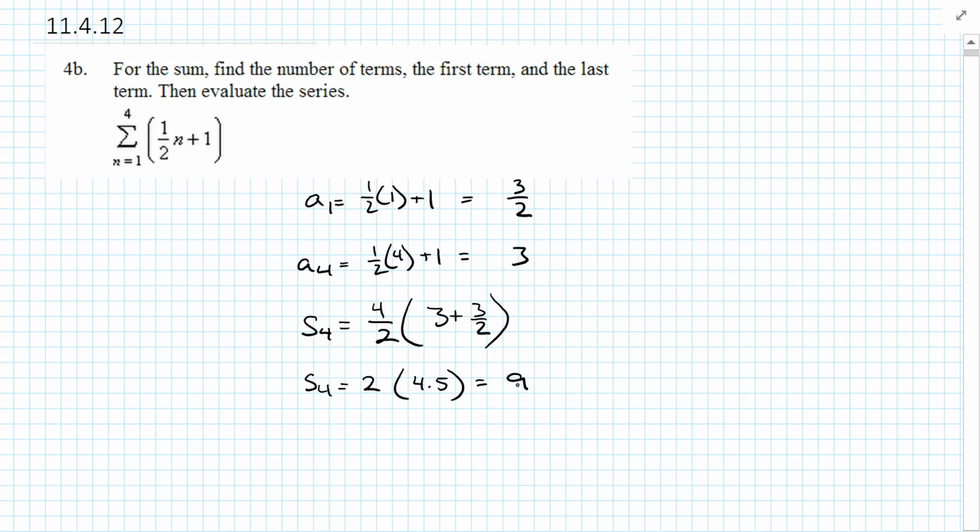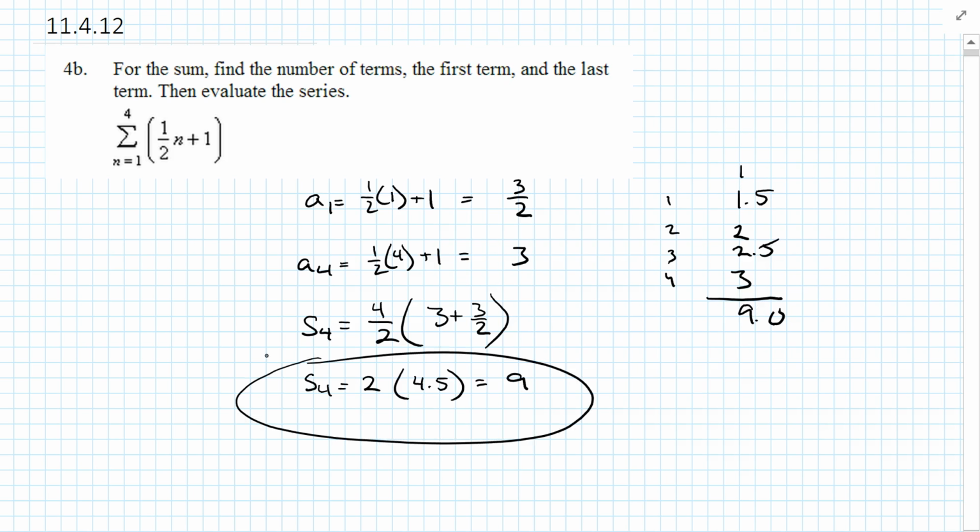So we can double check this pretty quick. Since there are only 4 terms, let's go ahead and do it. The first term we got is 3/2. The last term we know is 3. So when n is 2, the answer is going to be 2. When n is 3, it's going to be 2.5. Let's go ahead and convert this one to 1.5. So you add these together, and what do you know? You get 9. So the summation notation works.